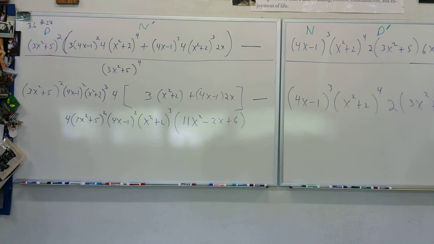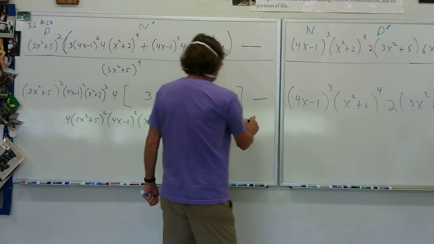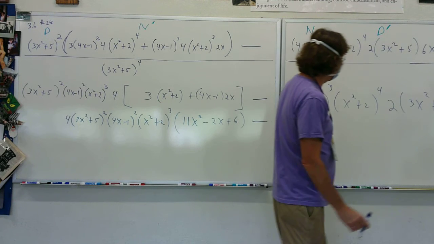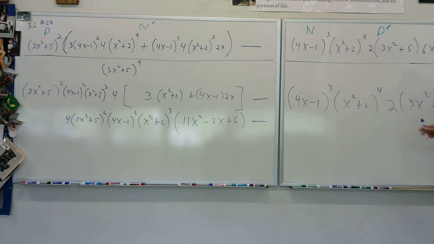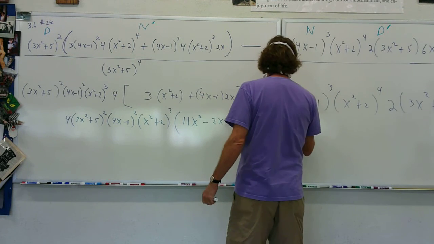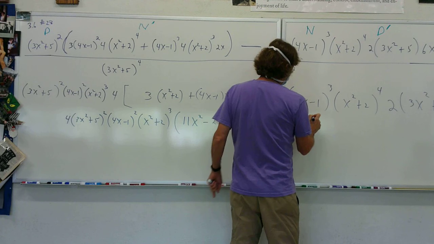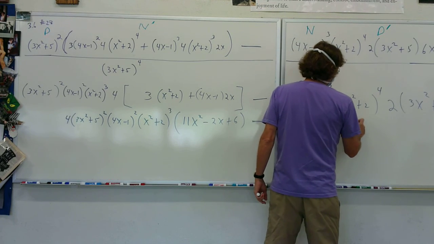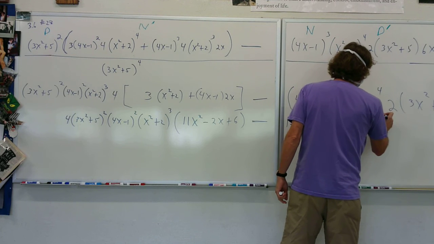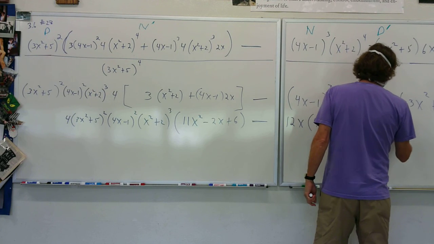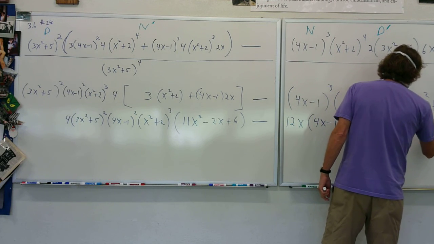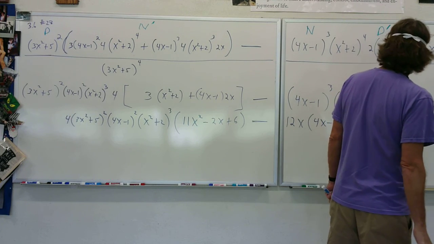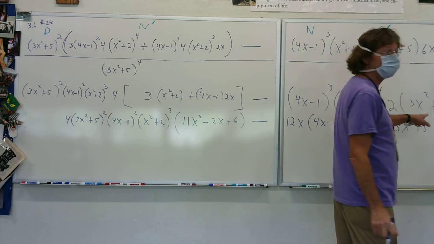Okay? Minus, and I'm going to go ahead over here, and normally I wouldn't do this, but I'm going to go ahead and put 2 times 6 is what? 12x. And then I'm going to write down everything else. 4x minus 1 cubed, x squared plus 2 to the 4, and 3x squared plus 5. And I am looking to make sure that does not have a power above it, because that kind of scared me.